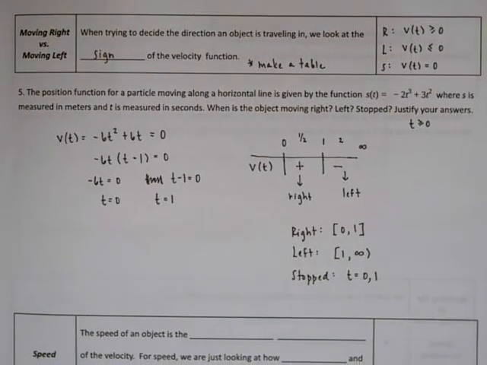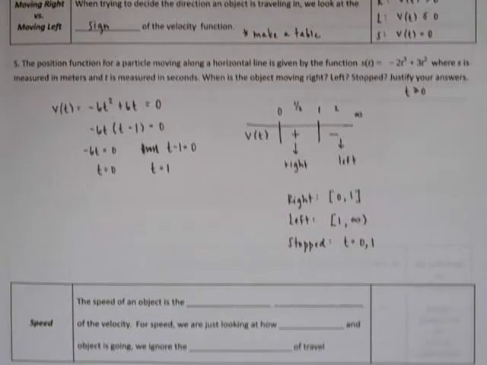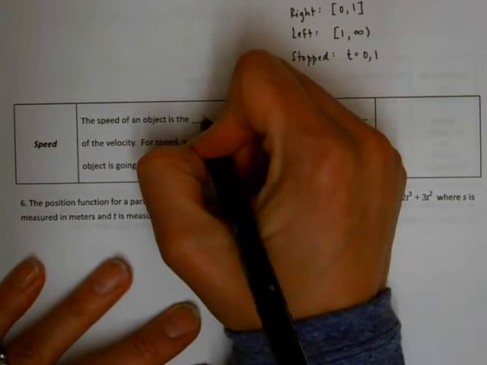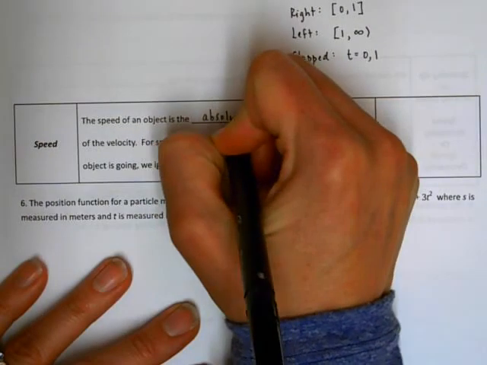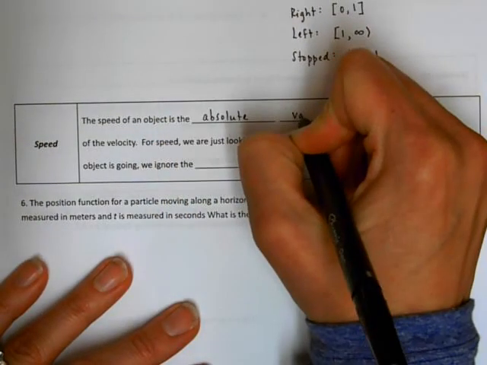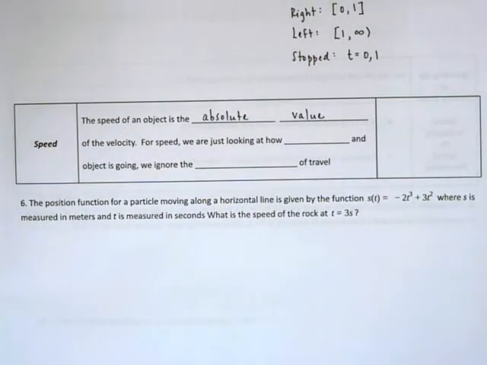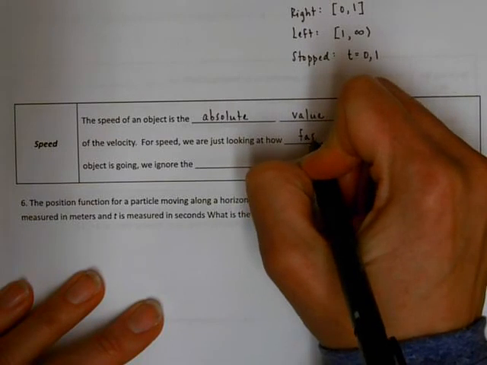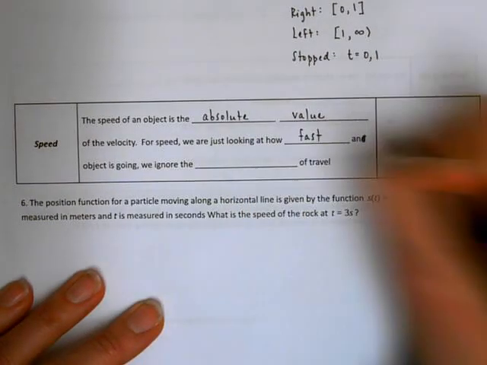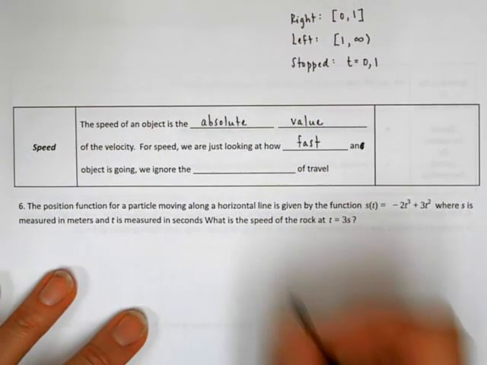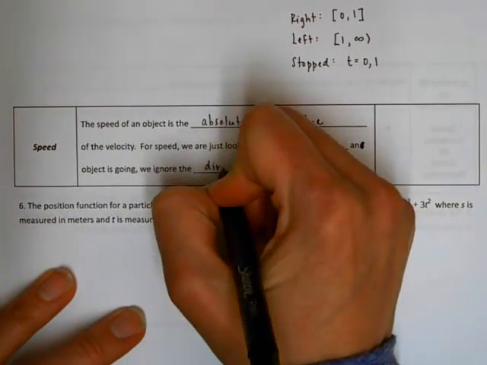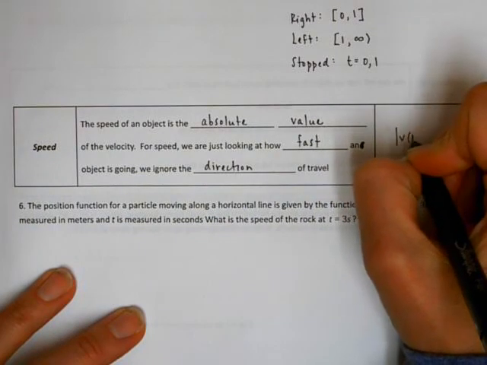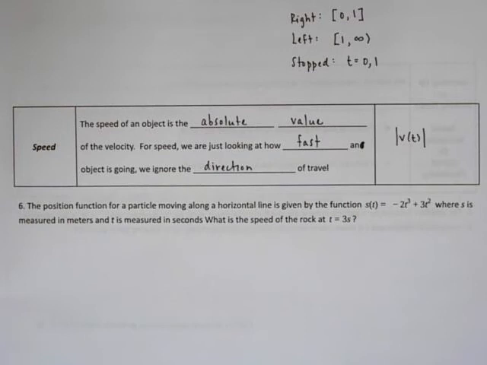All right. Next up is speed. So the speed of an object is the absolute value of the velocity. For speed, we're looking at how fast an object is going, and we're ignoring the direction of travel. So in terms of notation here, we're just talking about the absolute value of velocity.